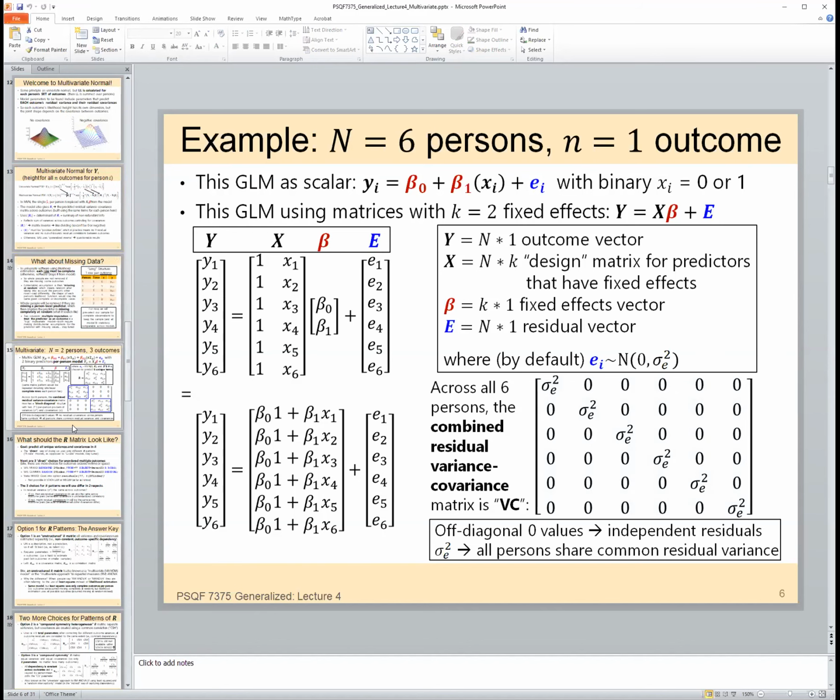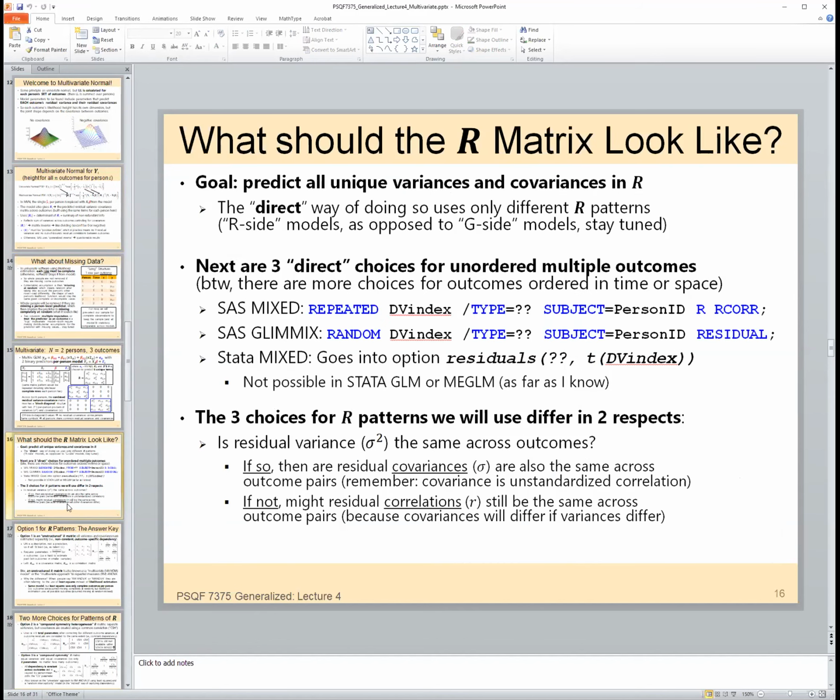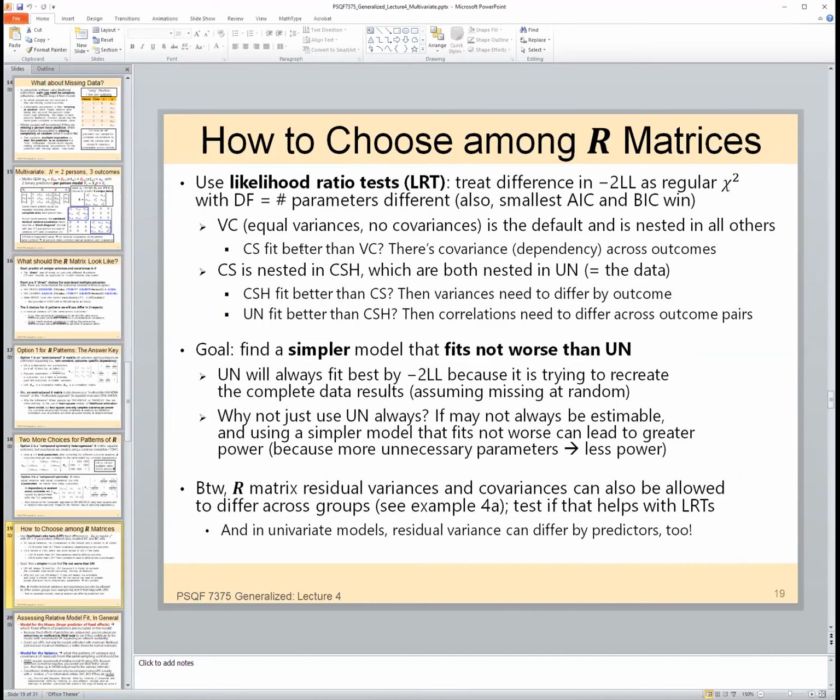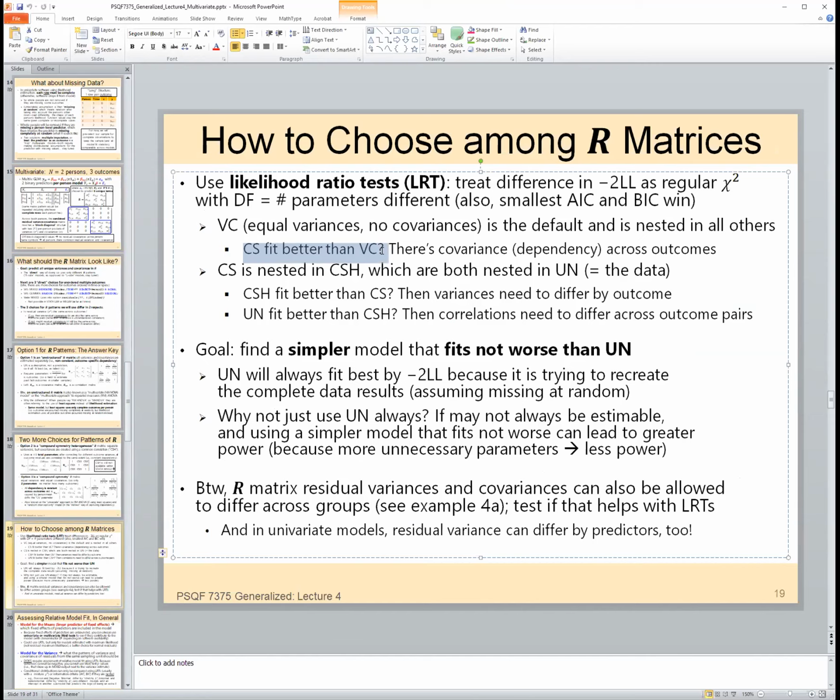If you add a covariance, then that becomes compound symmetry. If compound symmetry fits better than VC, then you know you have significant covariance, you have some kind of dependency. Then from there, if I have some dependency, is it constant dependency or does it vary by outcome? So if you want to say I have constant dependency, but each outcome needs a different residual variance, that's CS nested in CSH. And then the last one is unstructured, where everything gets to be what it wants.